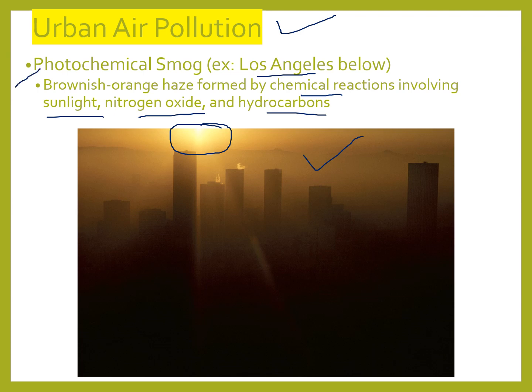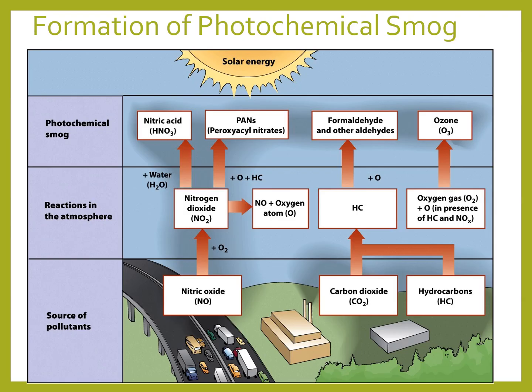Photo is related to light, chemical means the reaction with nitrogen oxide and hydrocarbons, and the presence of smoke along with fog. So these are the combination of words that make the word photochemical smog, and that is a very dangerous kind of air pollution nowadays found in urban cities. And here you can see this kind of brownish orange haze which is formed due to this photochemical smog. So basically this photochemical smog is an example of a secondary air pollutant.